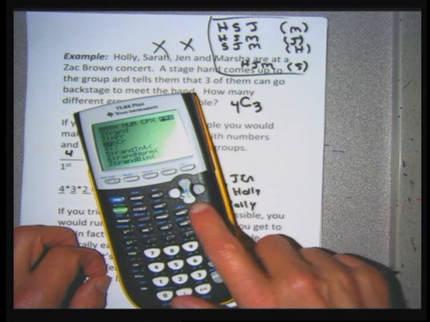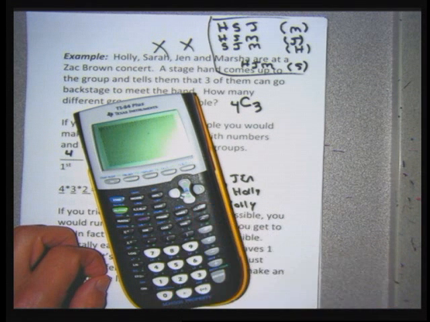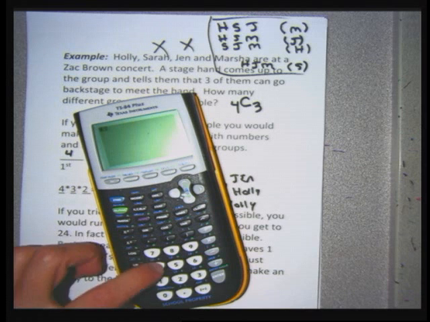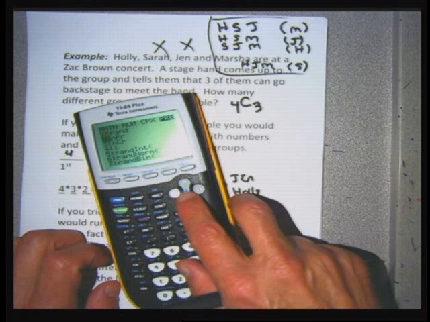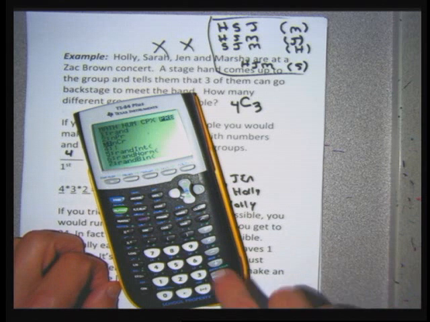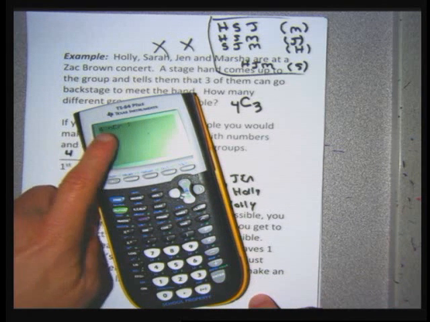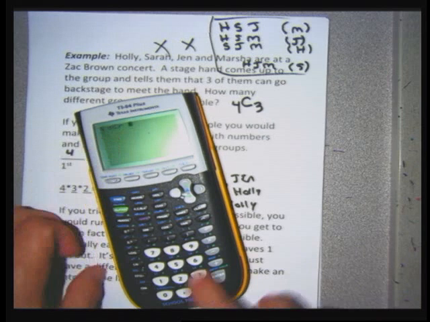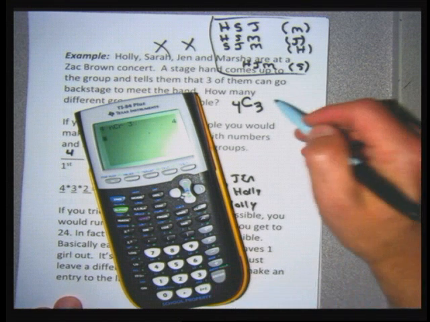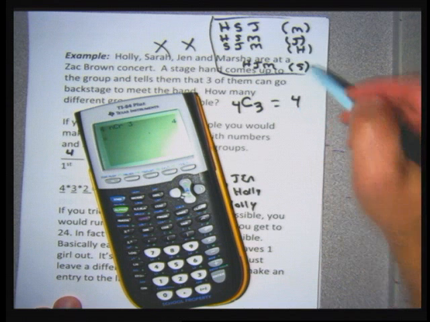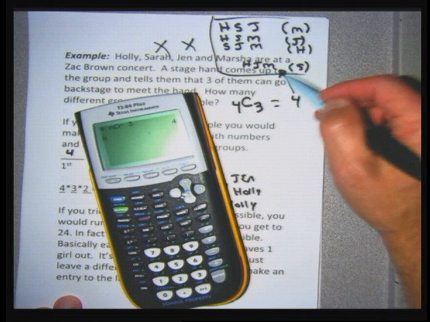To do that on my calculator, I have to type the number 4 first, and then hit the math key, go over to the PRB, down to the nCr, hit enter on the nCr, and what this does is it calls the n, 4, and then I'm going to type 3, and what that does, it calls the r, 3, so it says I'm picking 3 of the 4 girls, and when I hit enter, it tells me how many groups are possible. It tells me that there are 4 groups possible without actually listing the 4 groups.